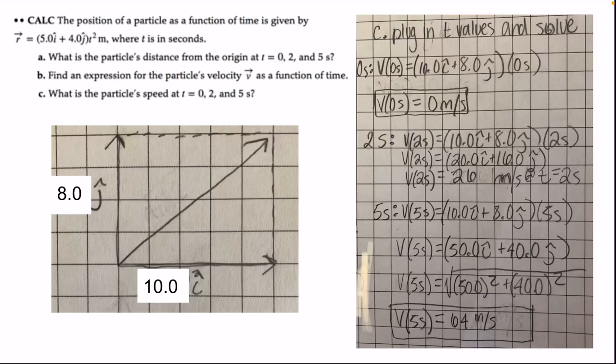in order to solve for the speed being 26 meters per second at t equals 2 seconds. And then at 5, it's the same thing, and it comes out as 64 meters per second at t equals 5 seconds. So that is going to be the final answers for part C of this problem.